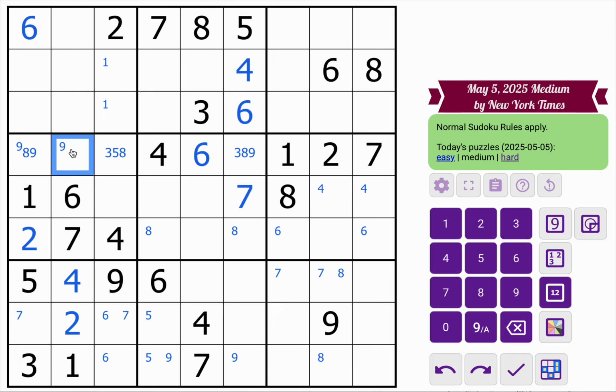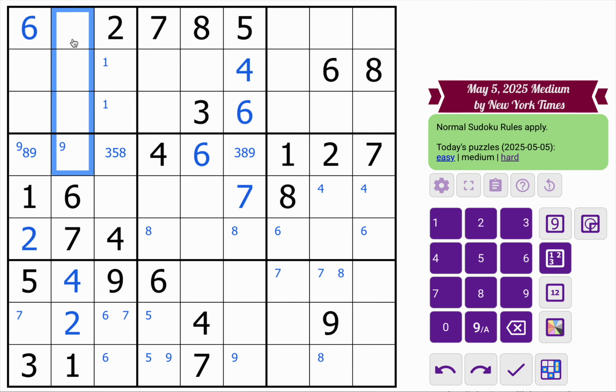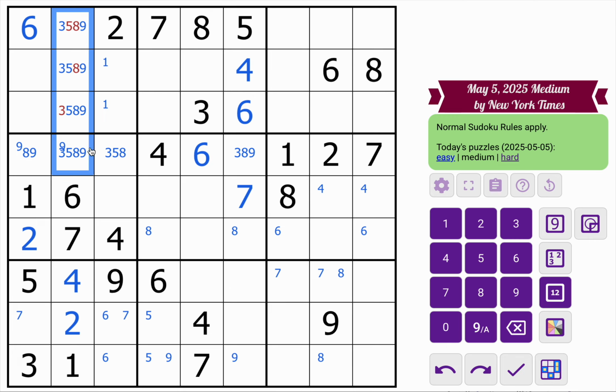What about these 4 cells based on this column? Frankly, it's the same. 1, 2, 3, 5, 8, 9. So it would be 3, 5, 8, 9. Again, it's the same thing. So 3, 8, 5, 8. We haven't really solved much, but we got these things down to 2 or 3 options.